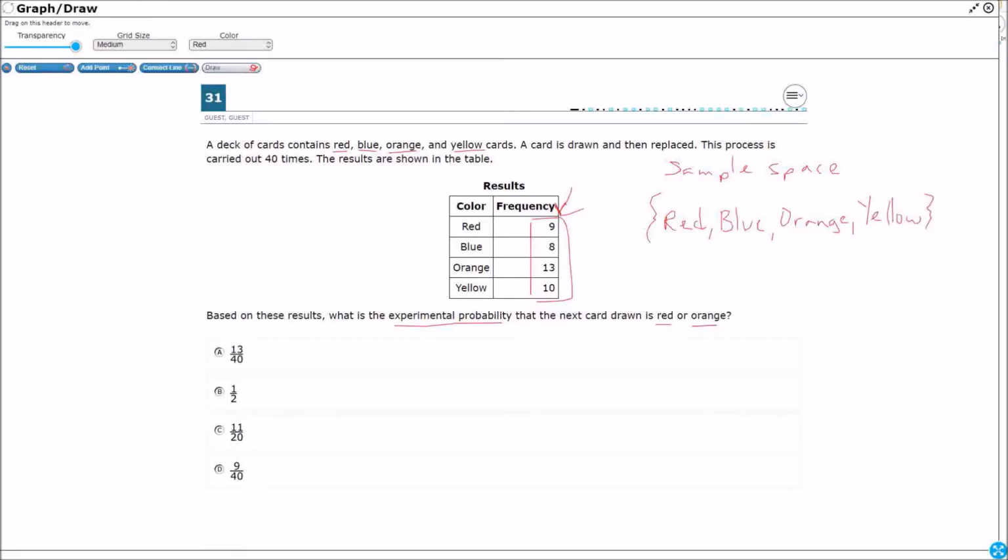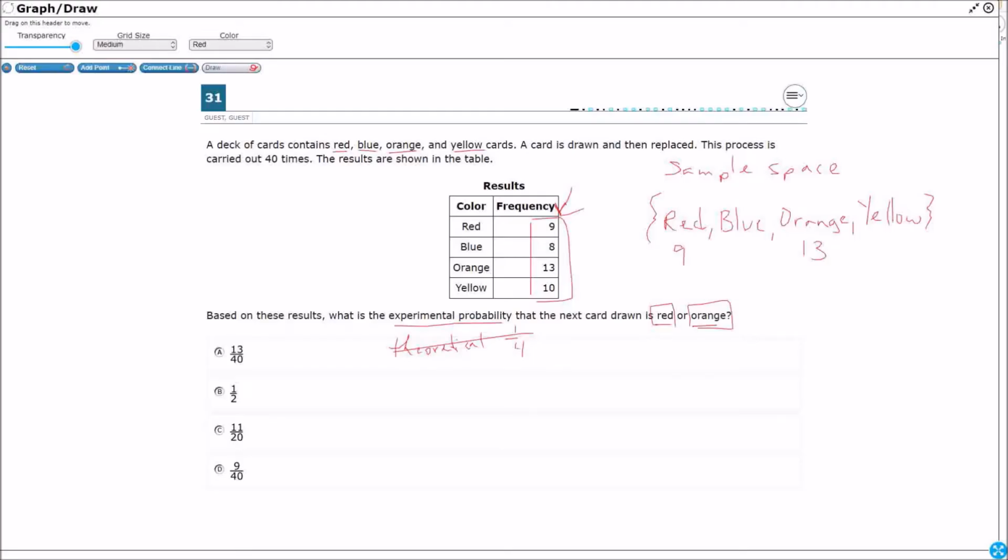Assuming that they are evenly distributed throughout the deck, if we wanted a theoretical probability, well, if there's literally an even amount of each, we might say 1/4. But we're not dealing with the theoretical, we're dealing with the experimental. And so we need to take a look at how many times red was actually pulled out. That's 9. How many times was orange pulled out? 13.